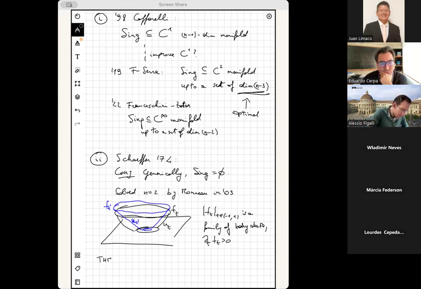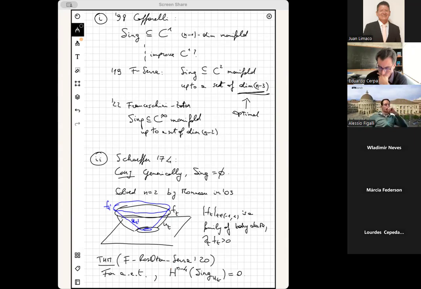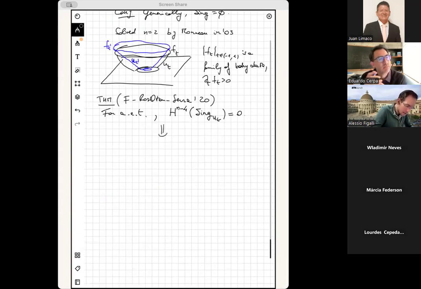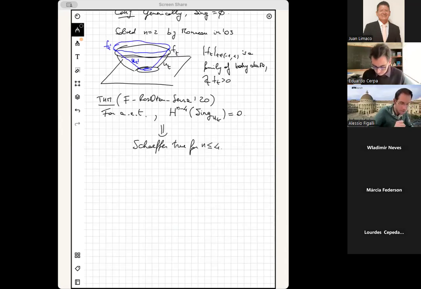And then the theorem that we proved with Ros-Oton and Serra in 2020 is that for almost every t, the n-4 dimensional Hausdorff measure of the singular set of u_t is 0. So we prove that generically, so if you perturb, for almost every t, the singular set will have n-4 dimensional Hausdorff measure 0, which implies Schaeffer's conjecture true for n less or equal than 4 in particular.